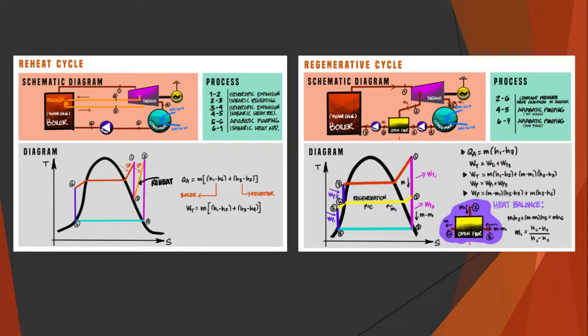Regenerative cycle. Ang process po ay 2 to 6 constant pressure heat rejection in reheater. 4 to 5 adiabatic pumping, 6 to 7 adiabatic pumping, second stage. Next po.